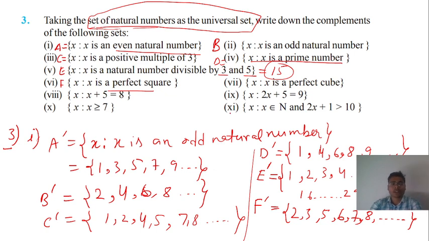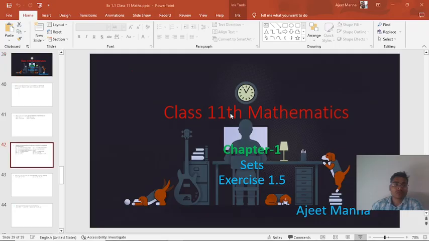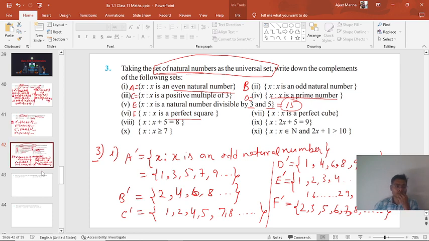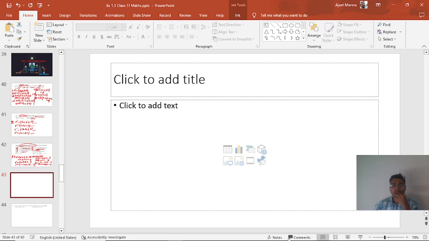Okay, I think I will have to add one page here.